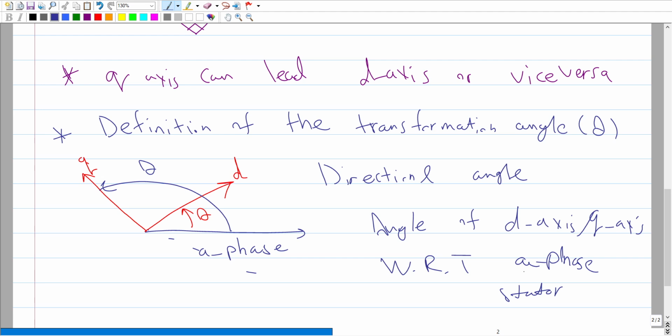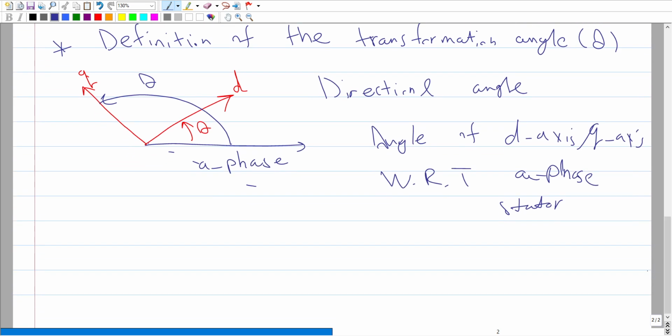So one other cause that you encounter different transformations, different formulas, is that some textbooks consider theta as the angle of q axis with respect to a axis, while others consider the angle of the d axis with respect to a phase as the angle of transformation, that is theta. So this is also another cause that can lead to confusion if you do not consider this.